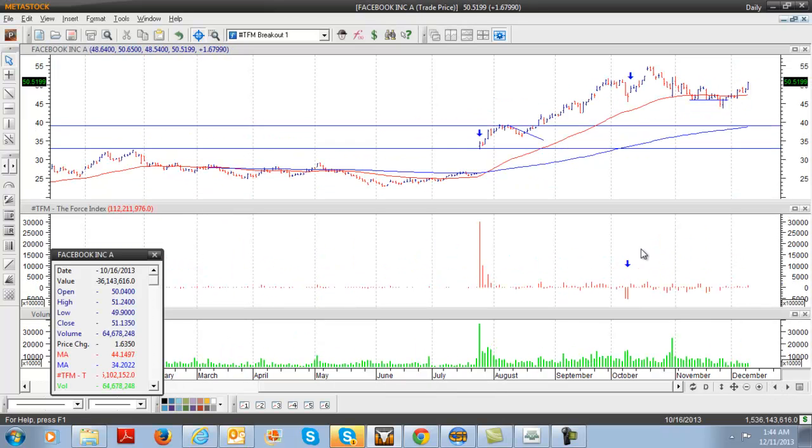Here's Facebook. Facebook's a nice example. I think I was in this trade also a while back. Had this big move up, pulled back. Here's the Force Index. Took off. Depends on where you want to get out. Again, I'm being nimble. I'm taking out when it gets to the prior highs, taking out pieces on the way up. And then you had a fake out move here, which is pretty cool.